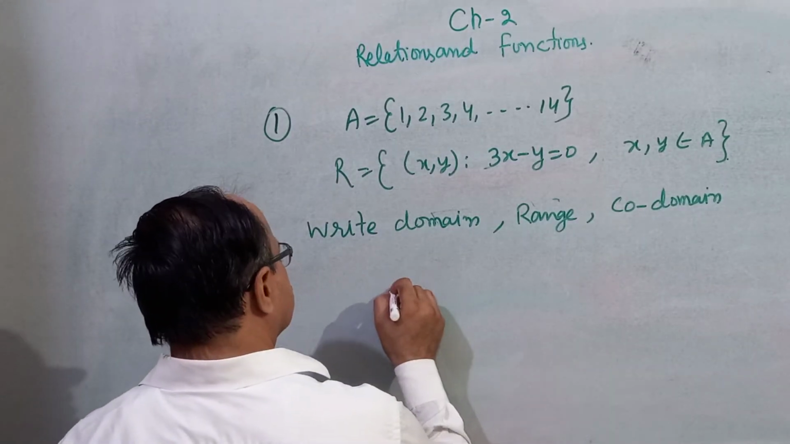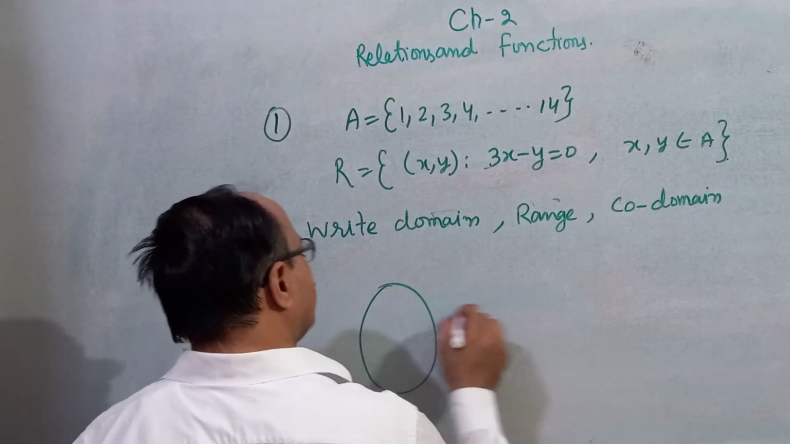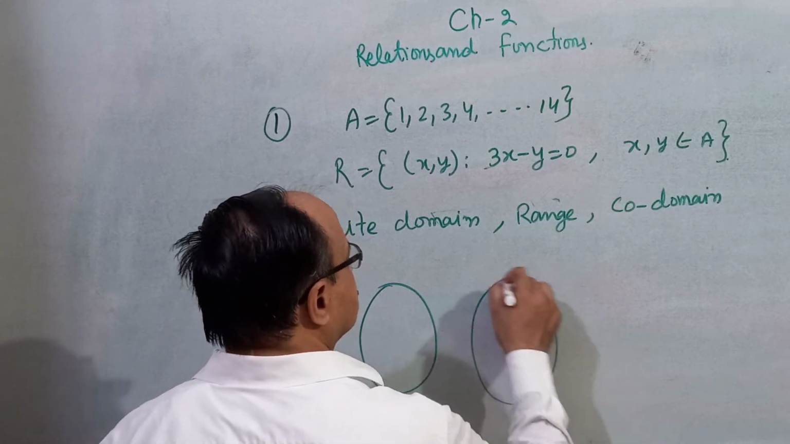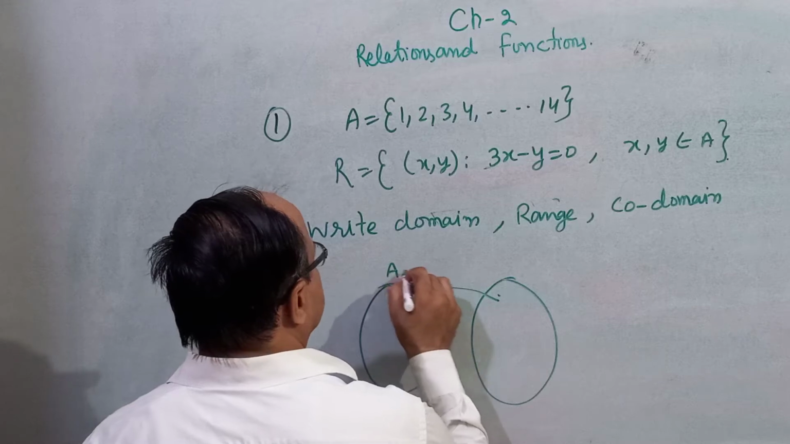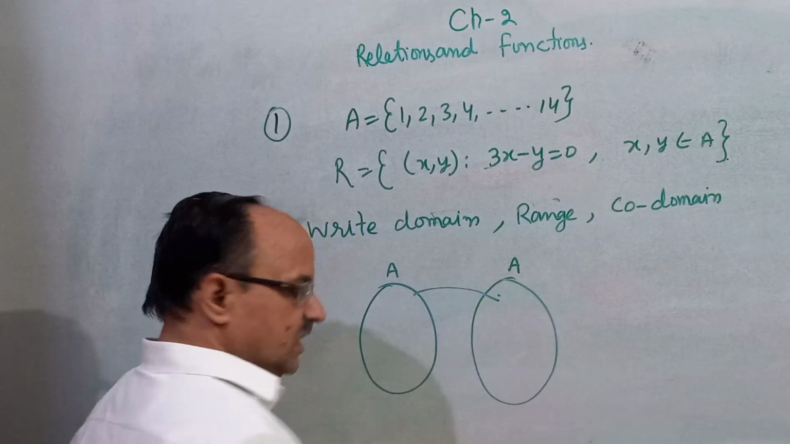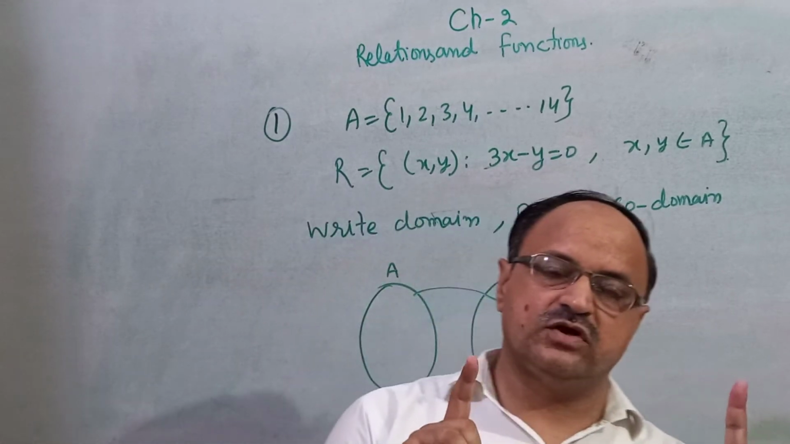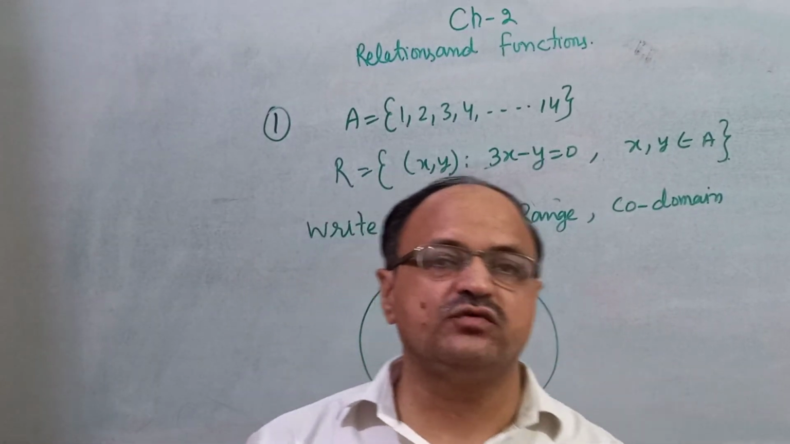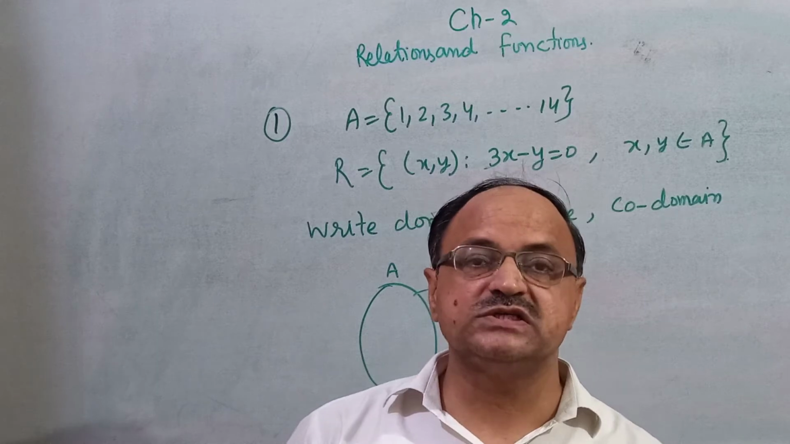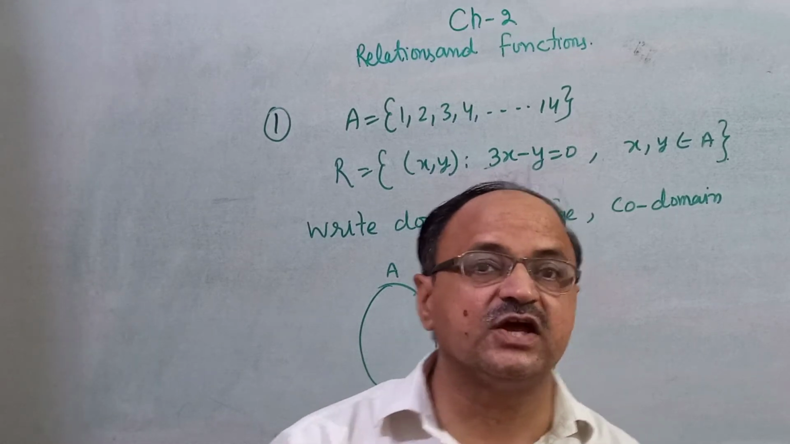You know that with the help of an arrow diagram, you can find a function from A to A. If only a single set is given, it means your relation is a subset of A cross A.